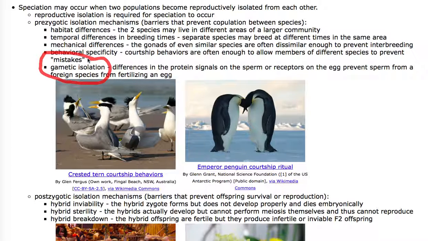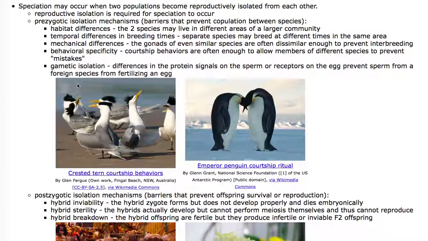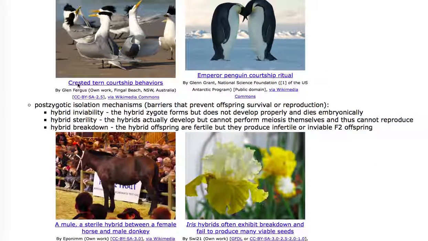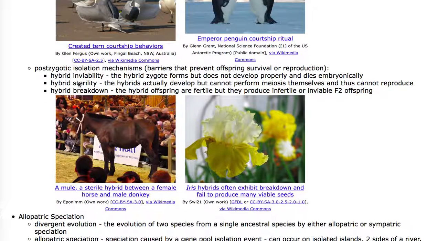As a result, even though the behavior, the mechanical differences, temporal, and habitat failed, the gametes fail to fuse, and that keeps the species safely apart and the offspring from being a complete waste of time. Do you understand that anytime interspecific reproduction occurs, it's often a complete waste of time and effort on the part of the parents because the babies end up all dying? 100% death is not unusual when that happens.